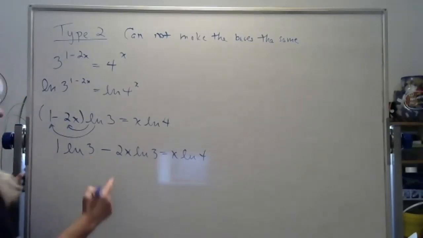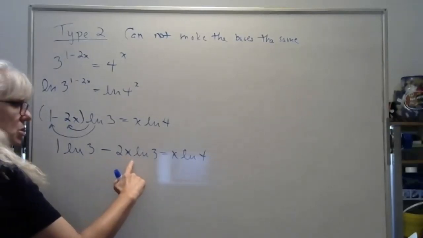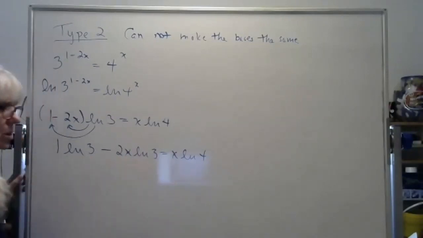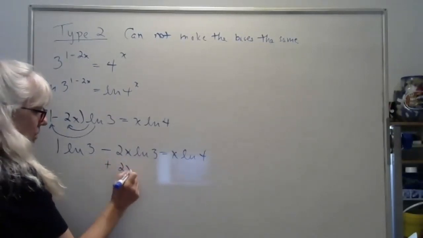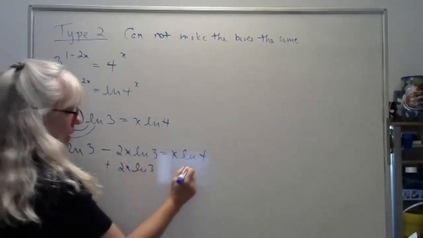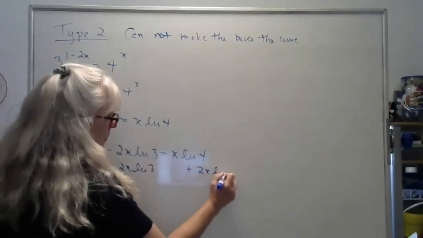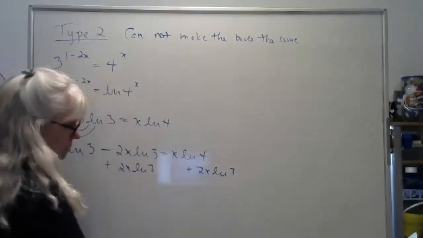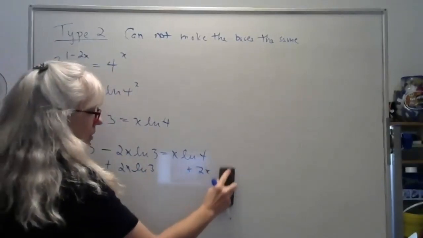Okay, now we're solving for x. X appears in this negative 2x term and this x natural log of 4 term, so I kind of want all of them on the same side. So I'm going to add 2x natural log of 3 to both sides. And that's what's really strange, is picking up that entire term and moving it over. But you can.